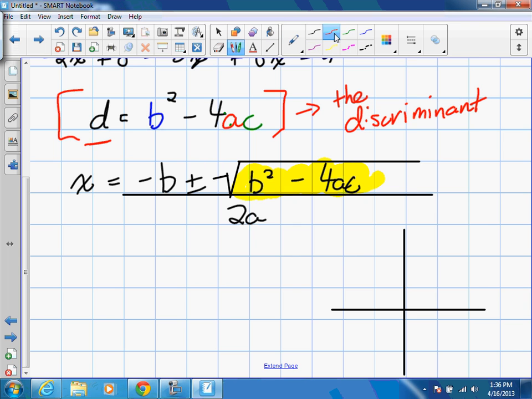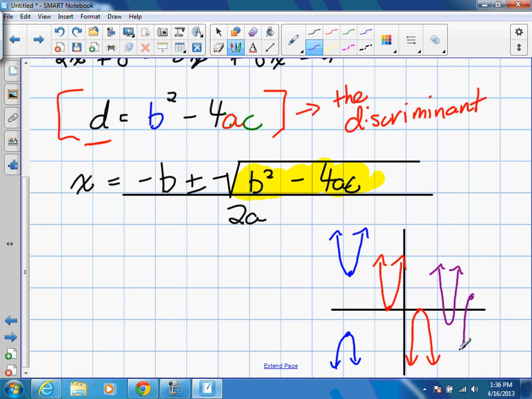We'll do the no roots in blue. So a no root case would be something like this, where the vertex is above the x-axis, facing up, or below, facing down. And if you notice, there are no x-intercepts. Our blue one here would be one x-intercept, where the vertex is on the x-axis, and it can be facing up or down. And the last one, which we'll do in purple, will have two x-intercepts, where the vertex is below the x-axis facing up, or above and facing down.